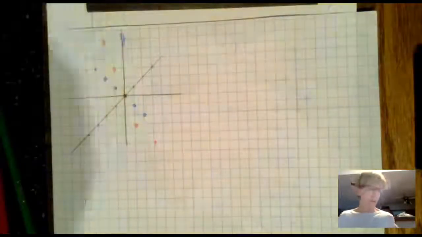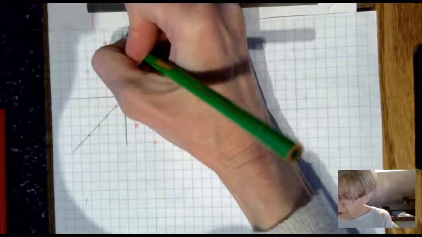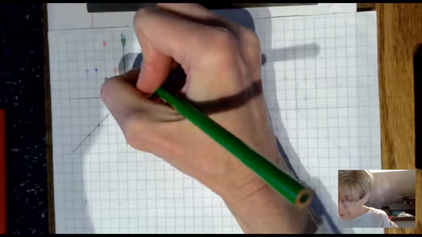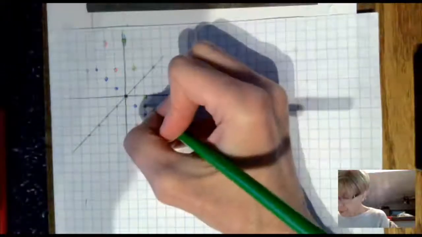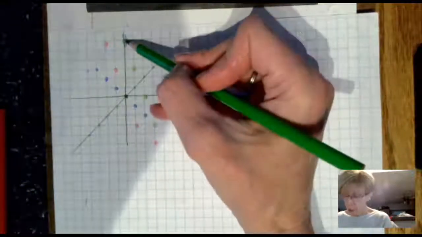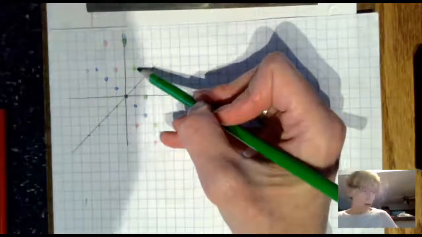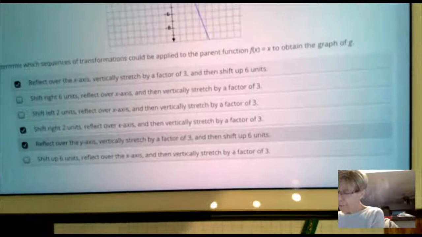And then lastly, we're going to shift up 6. So if I start with 0, 0, 1, 2, 3, 4, 5, 6, but remember that red line, it has down 3 to the right 1, down 3 to the right 1, down 3 to the right 1, and what we can see is we have our y-intercept of 6, we have our x-intercept of 2, we have the correct slope, so it is this option, reflect over the y-axis, vertical stretch.